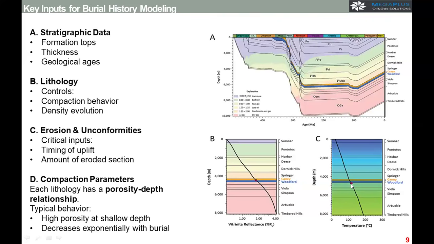RFT from the pressure point, not from the normal logs, because the temperature recorded from the RFT data is actually the most correct one. We use it in the 1D model without correction. Just use it and calibrate with it.